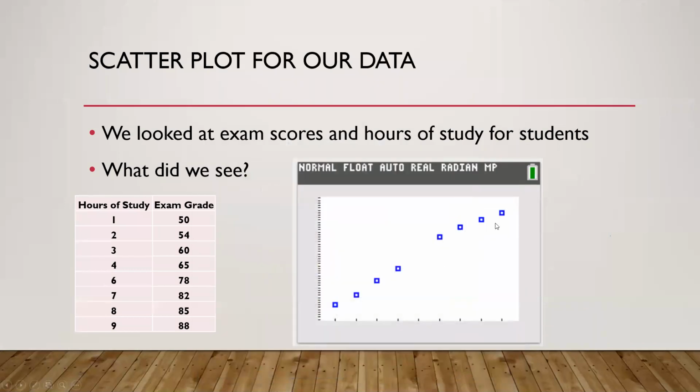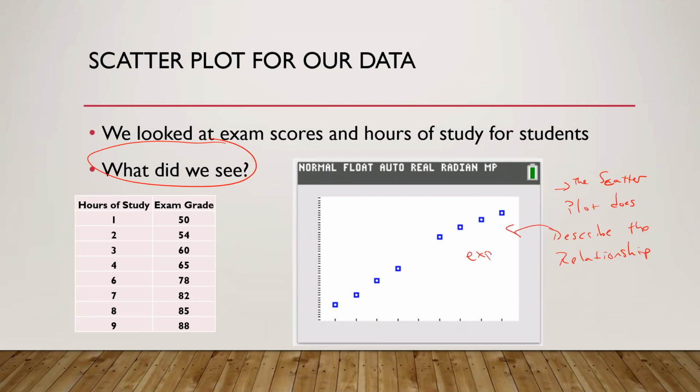All right, so looking at this. Now we want to put some mathematical terminology to this, okay? What do we see when you look at this scatter plot? So the scatter plot does describe the relationship. And when I say describe, what I mean by that is it helps explain the relationship between the two variables. And looking at this, it's not perfect.